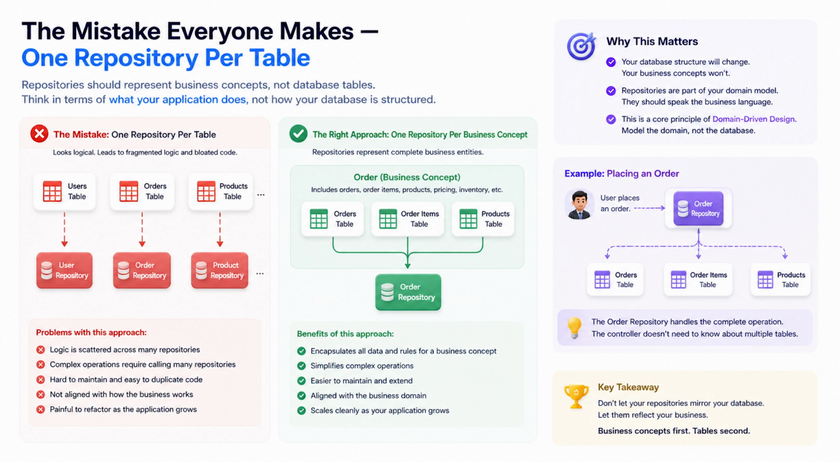Repositories should not map to tables. They should map to business concepts. Think about what your application actually does. An order is a business concept. It might involve the orders table, the order items table, and the products table. All of that belongs in one order repository that represents the complete business entity.